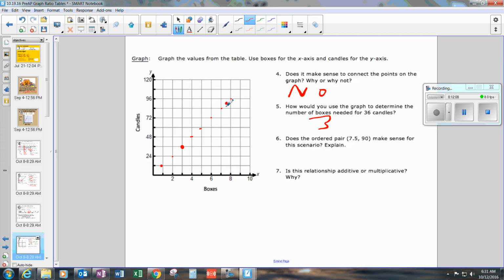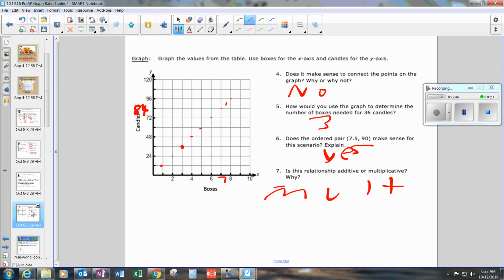Does it make sense? Well, let's see. I know each box holds 12 candles. So 7 boxes will have, 12 more, it will be 84. Half of a box would be 6. So I will say yes, it does make sense. You can buy half of a box, but you cannot buy half a candle or a quarter of a candle. Is this relationship additive or multiplicative? It is multiplicative.